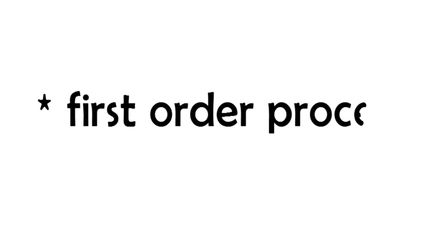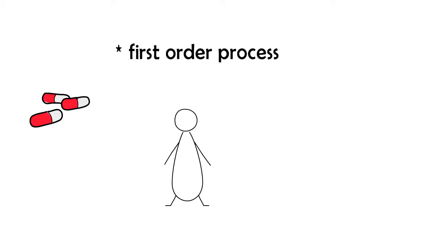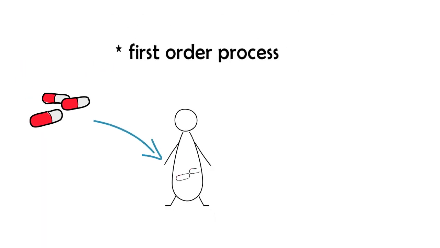Elimination rate constant is a first order process and it depends upon the concentration of drug. We can say the amount of drug that we are taking is going to be eliminated. Over here we're considering one compartment, so the amount of drug that we're putting in is going to be the amount that we're taking out of it, the same rate of elimination.